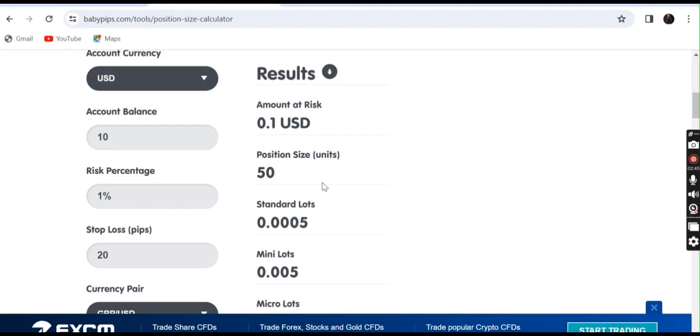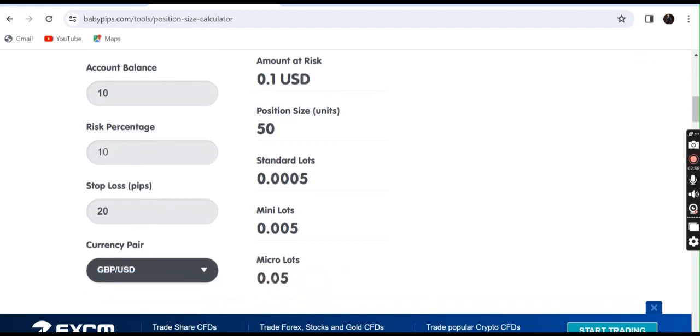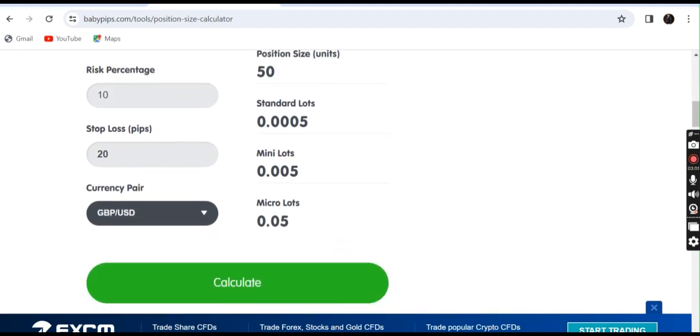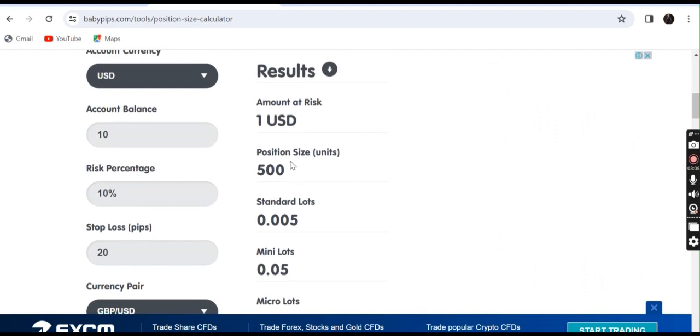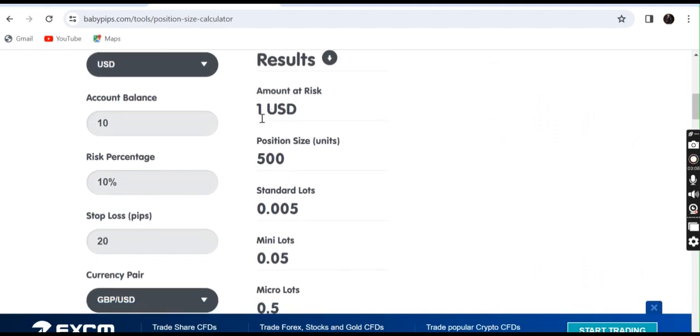And your stop loss should just be about 20 pips. There are some people who would want to manage this account and they want to risk 10% because of probably lack of patience and greed. Now when you are risking 10% of $10, it means you're going to be losing $1.